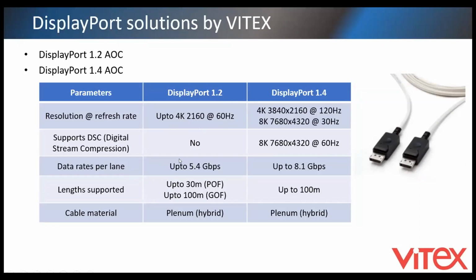Our cables adhere to the per lane data rate as well as the total bandwidth specifications also. So our cables support 5.4 Gbps for 1.2 and 8.1 Gbps for 1.4. For 1.2, our cables support a length of 30 meters with plastic optical fiber and up to 100 meters with glass optical fiber. Also, for 1.4, the lengths are supported up to 100 meters.